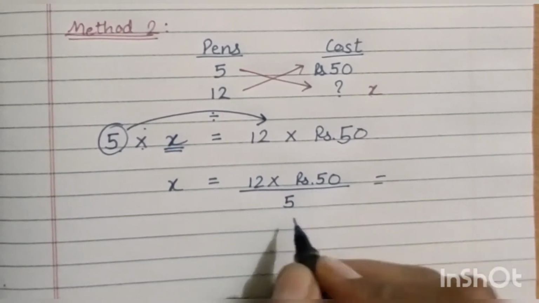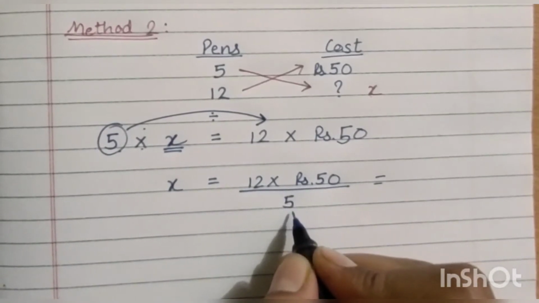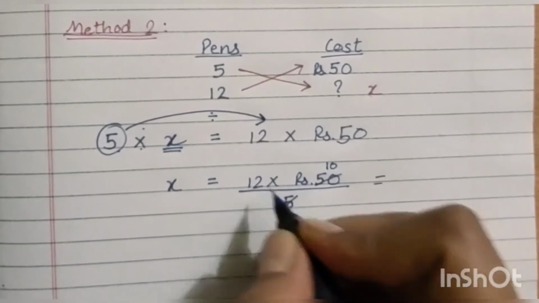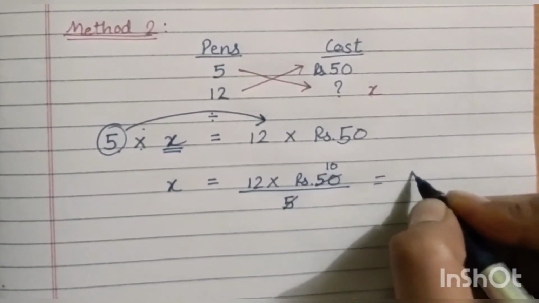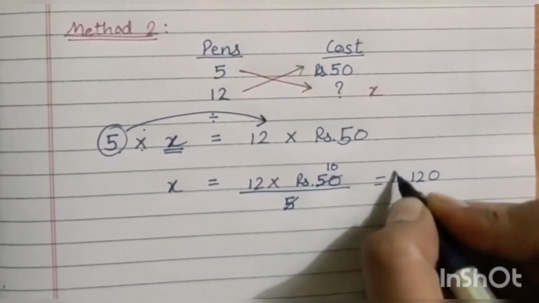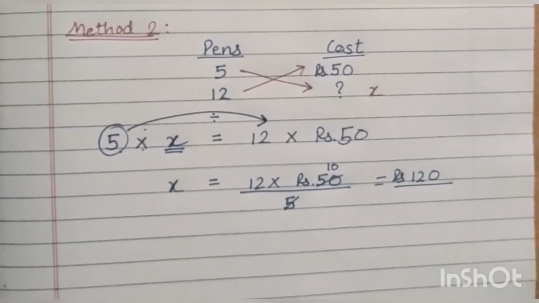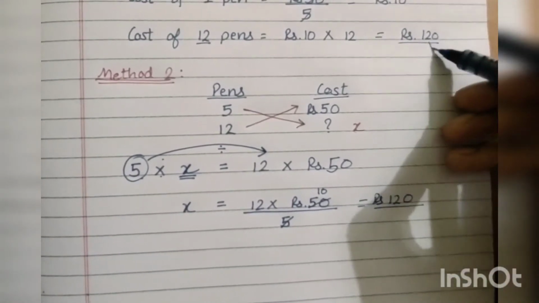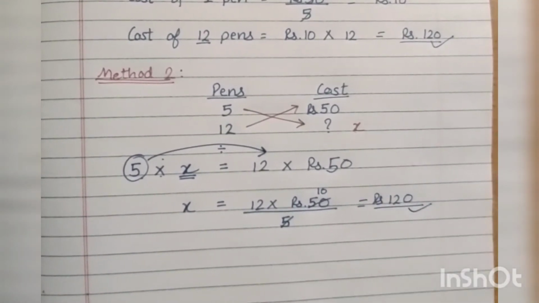ये जो न्यूमरेटर है ना, इसको आप डिनोमिनेटर से डिवाइड कर दो. ठीक है, सो 5 10s are 50 and then multiply it, you will get 12 10s are 120. So the cost of 12 pens is 120. See, our answer is same, 120, 120.